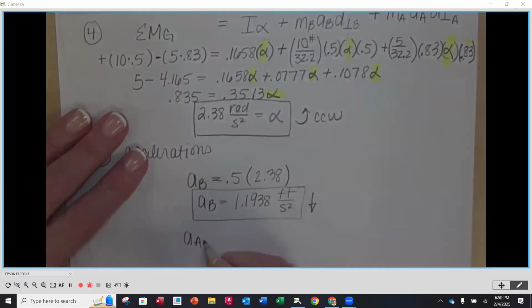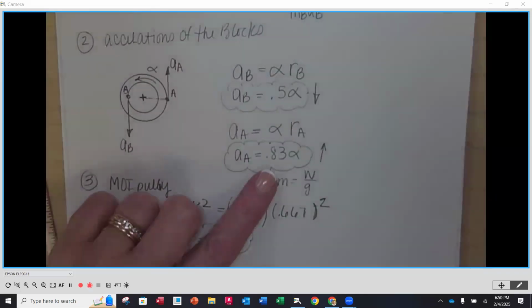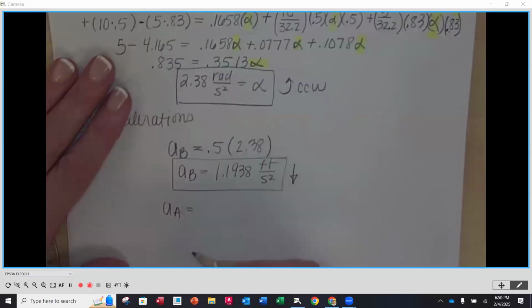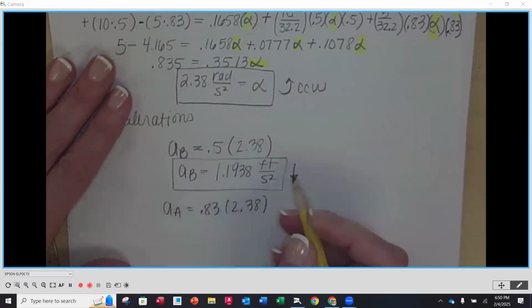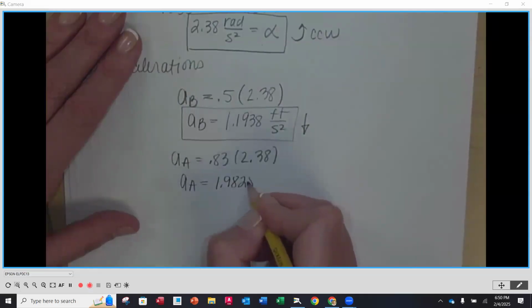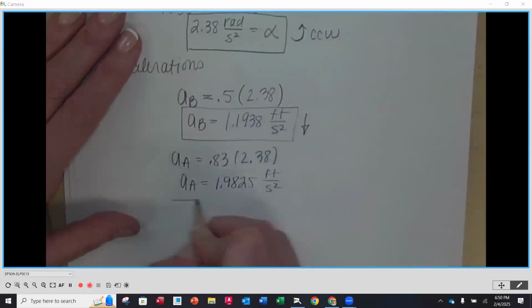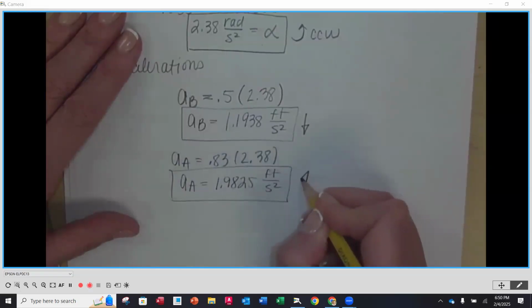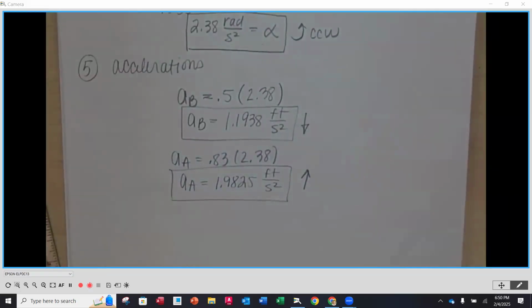And then the acceleration at A is going to be 0.83 times alpha, times the 2.38. And then my acceleration at A is 1.9825 feet per second squared. And that one, as we know, is going to be going up as this rotates. And this should be pretty close to what they have in the book, if I remember.